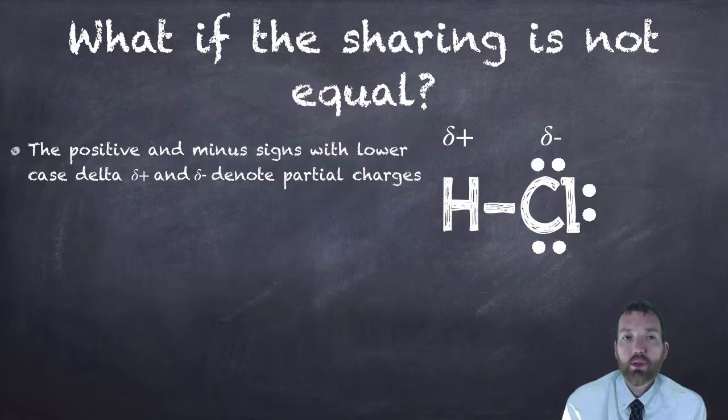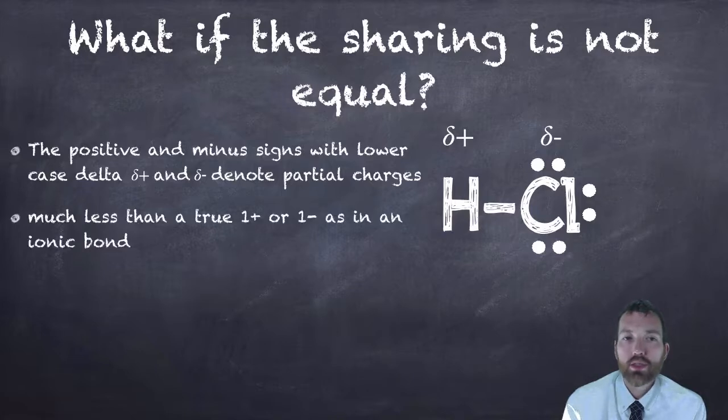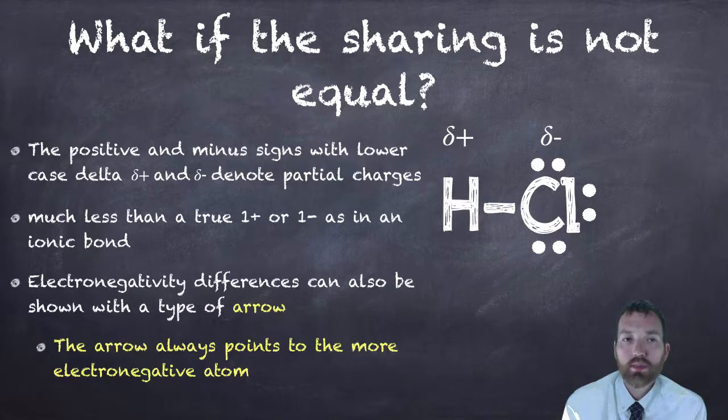So it's actually a lowercase delta. Uppercase delta is kind of like a triangle. Lowercase delta is like a lowercase d with a funny little tail on the top. And it denotes a partial charge. It's much less than a true 1 plus or 1 minus in an ionic bond, but it's a partial charge.